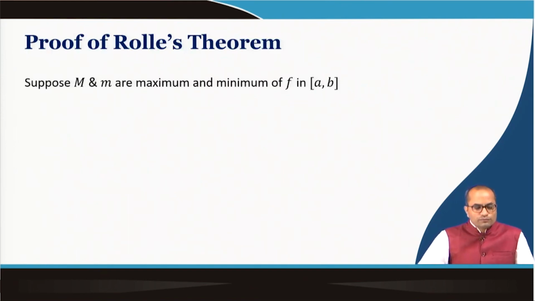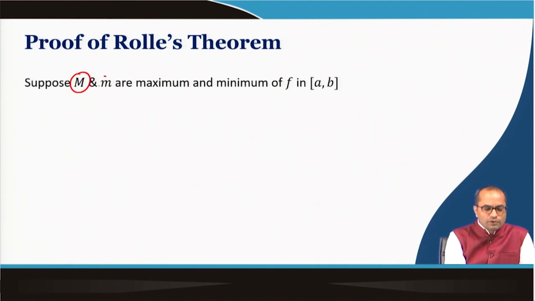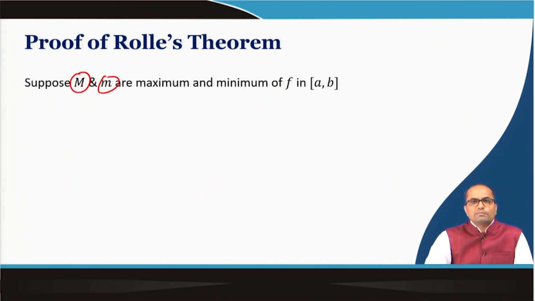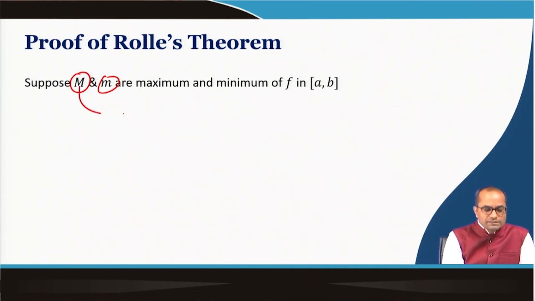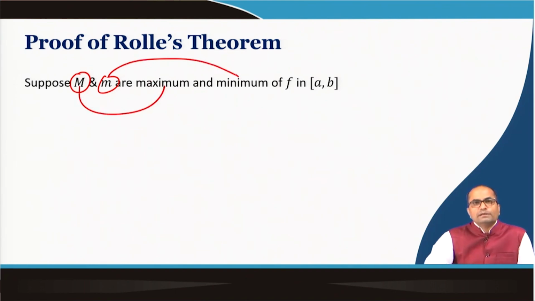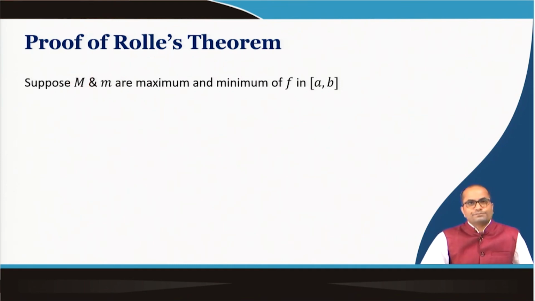Coming back to the proof of this Rolle's theorem, we suppose here that big M and small m are the maximum and minimum of f in the closed interval a b. So, big M means the maximum and small m meaning the minimum. So, we assume that big M is the maximum of the function f in the closed interval a b, and this small m is the minimum of the function f in this closed interval a b.